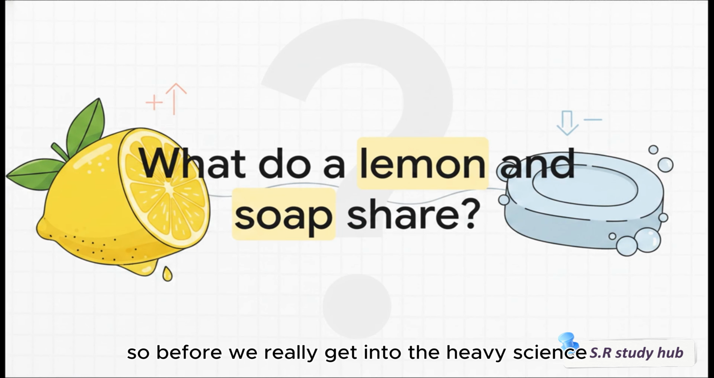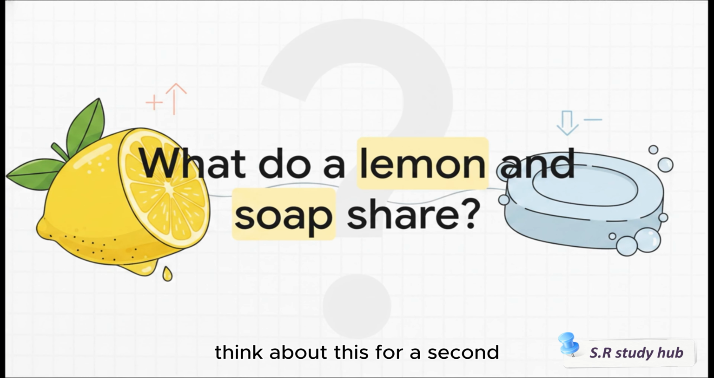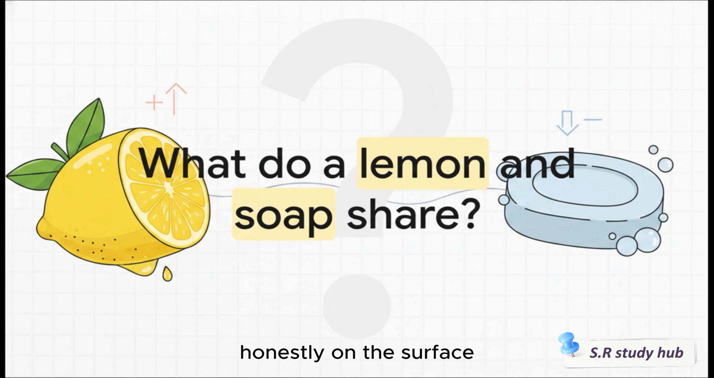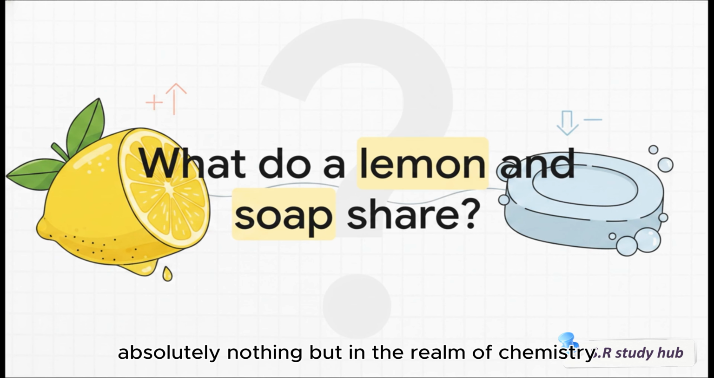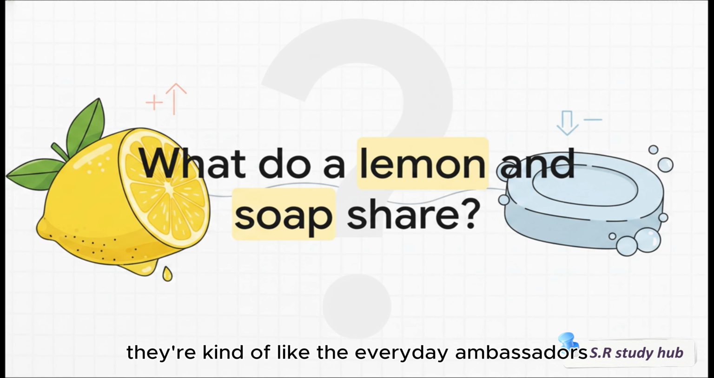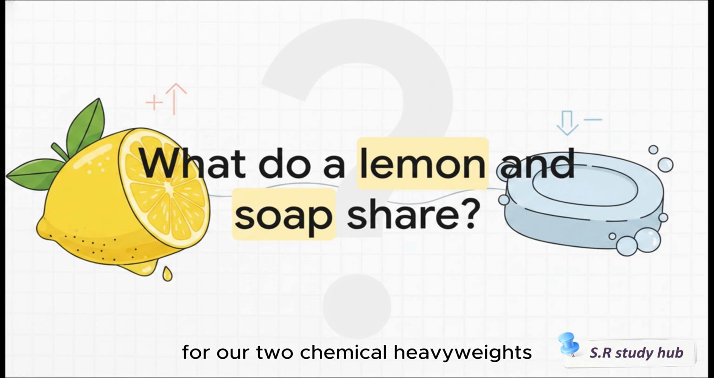So, before we really get into the heavy science, think about this for a second. What do a super tart lemon and a plain old bar of soap actually have in common? Honestly, on the surface, absolutely nothing. But in the realm of chemistry, they perfectly represent the two opposing sides of a massive fundamental divide. They're kind of like the everyday ambassadors for our two chemical heavyweights.